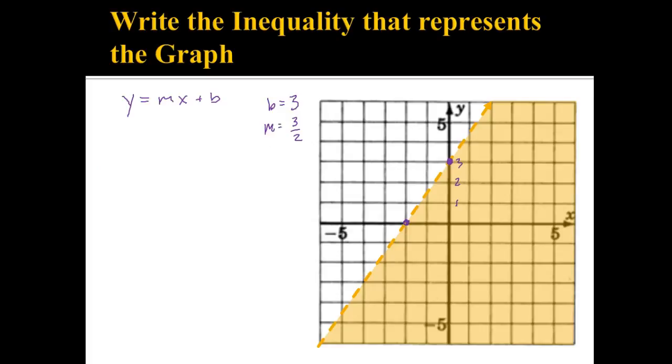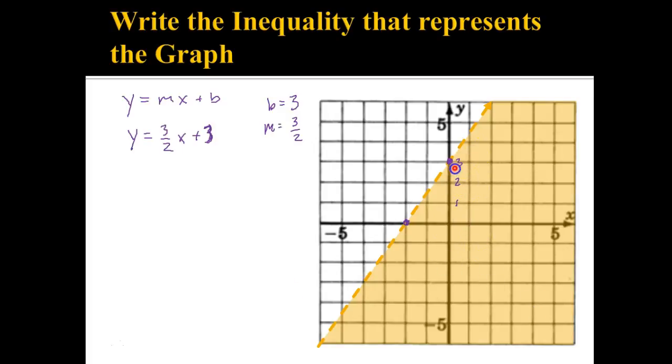Let's then put those numbers into our formula for the equation of a line in slope-intercept form. Y equals 3/2, that's the slope, x plus 3. Okay, there's the equation of our line. Unfortunately, that's not what this graph is representing. That's just the boundary. What it's actually representing is this region, this lightly shaded region in orange down here.